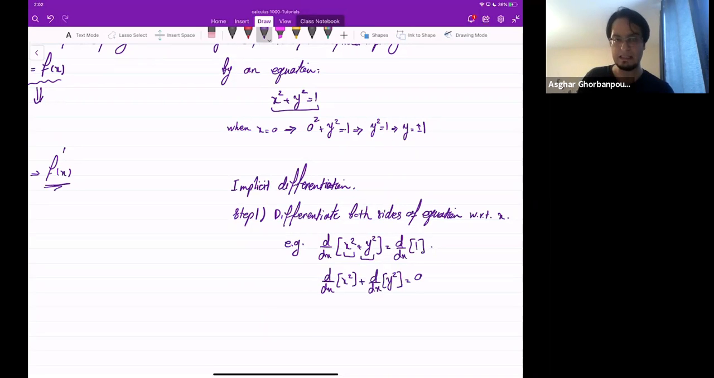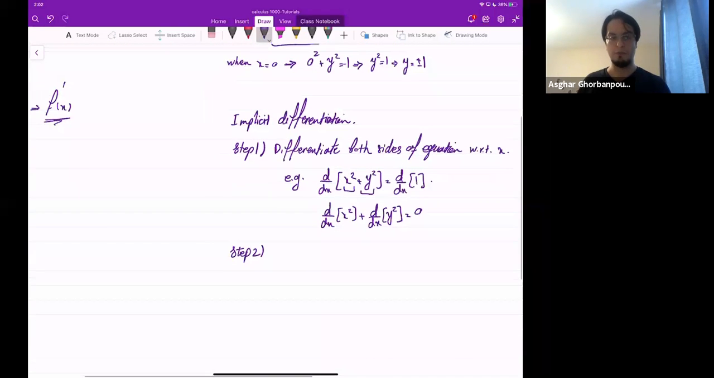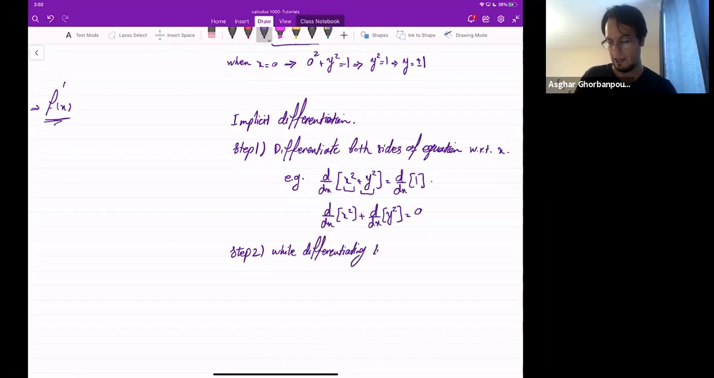Here, I notice that the derivative of x squared with respect to x, I know it is 2x. But what is the derivative of y squared with respect to x? That's where you need to have step two in mind: while differentiating terms involving y, you use the chain rule.